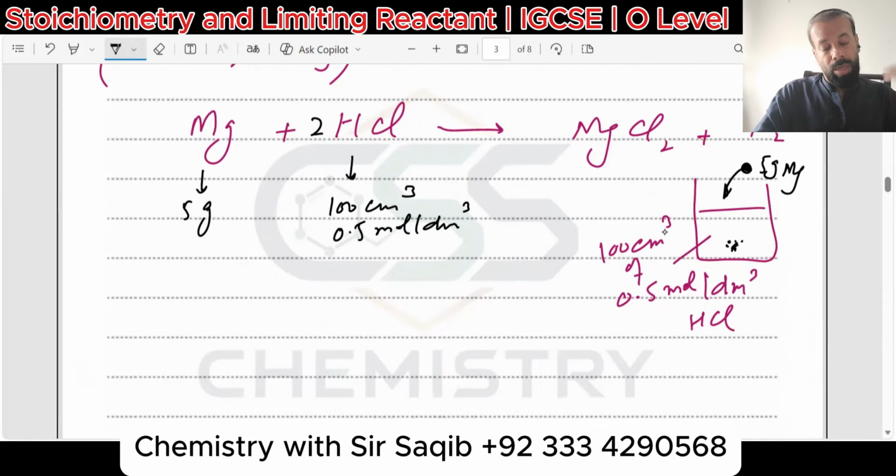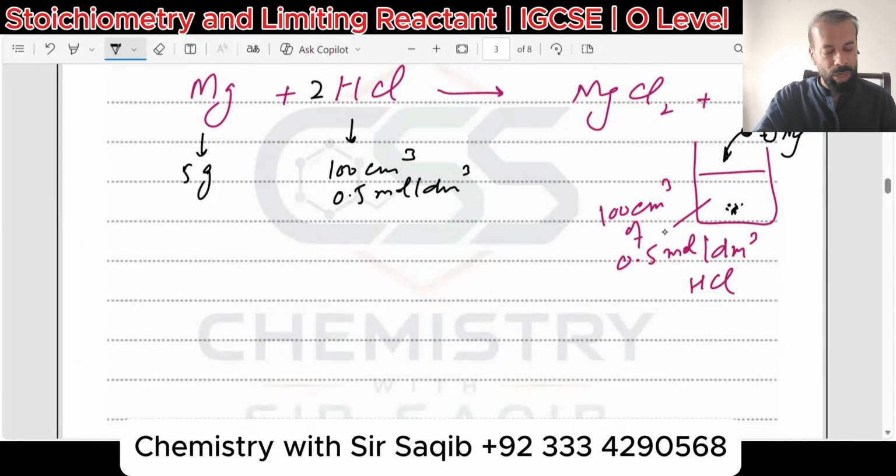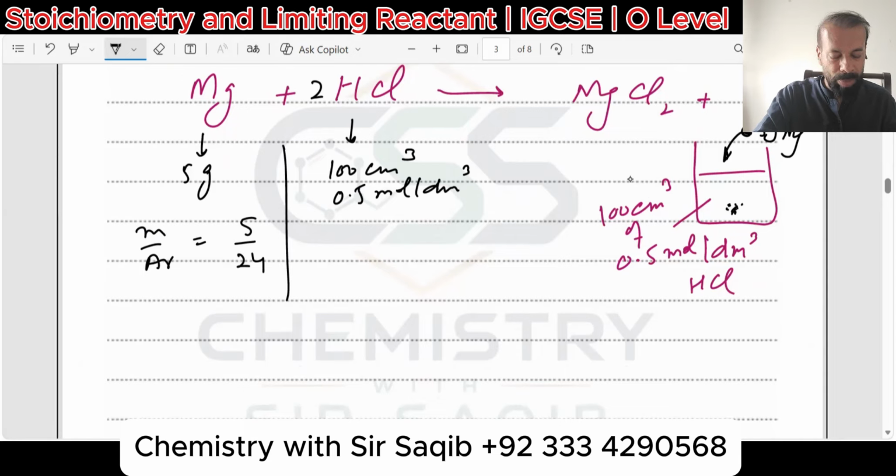So your product, for example, MgCl2 or hydrogen, will depend on which reactant, magnesium or HCl. We have to calculate the one which is in lesser quantity, the one which has less moles, that is the limiting reactant. So calculate both these. So mass over Mr, mass over Ar rather, because magnesium is an atom. So 5 divided by magnesium's atomic mass 24. So 5 divided by 24 is equal to 0.208 mole.